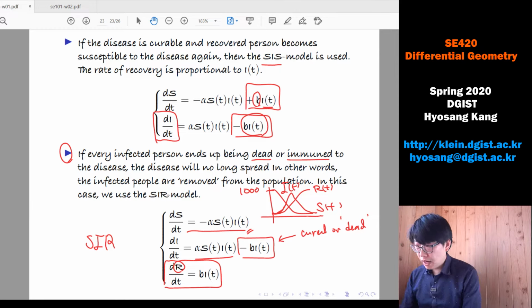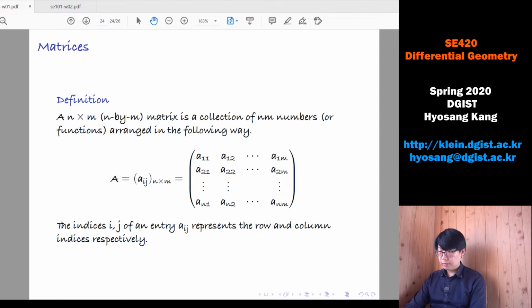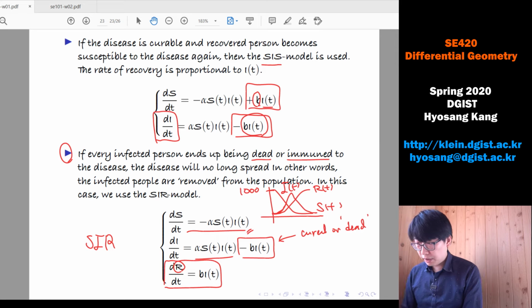If that happens to the human population, that's a very tragic situation. But you can also apply this to an animal population or a bacterial situation. So there are many situations where you can apply this. So that's the part that we skipped last time.